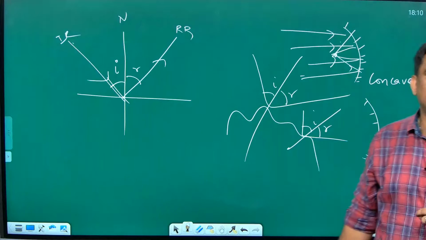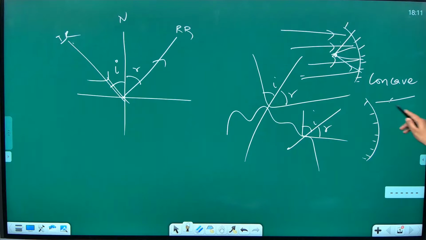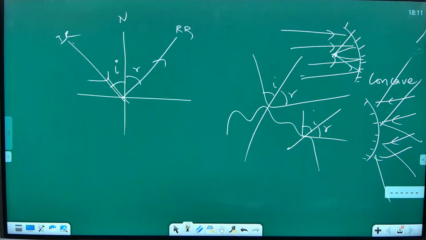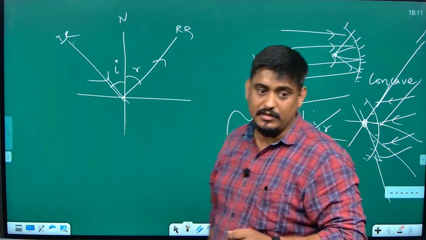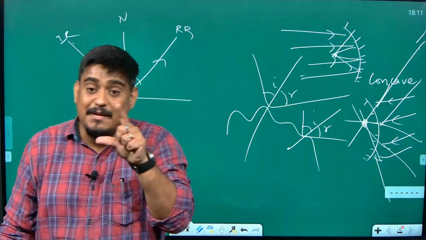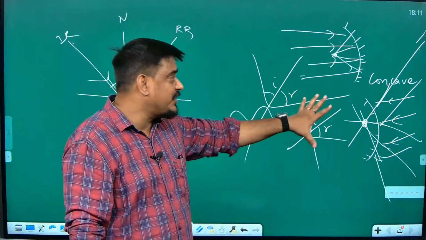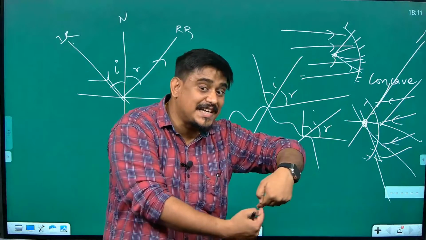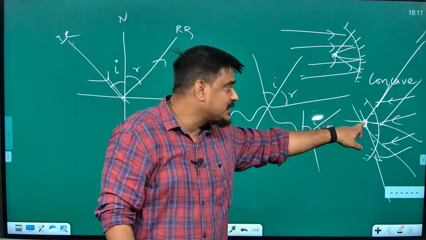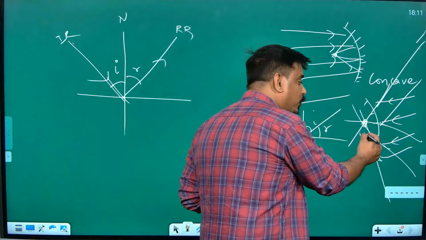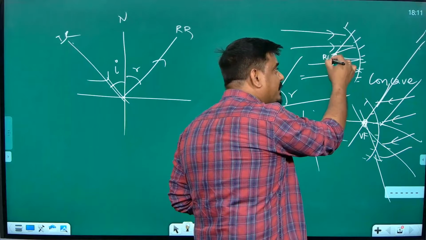A convex mirror, on the other hand, how does it behave? Whatever light falls on it, it diverges like this. If it is diverging, then if you extend in the backward direction, you will feel that all of them are converging at a point. But it is not meeting by itself. It is diverging and we are making it meet inside the mirror. This is known as a virtual focus. This is known as a real focus.